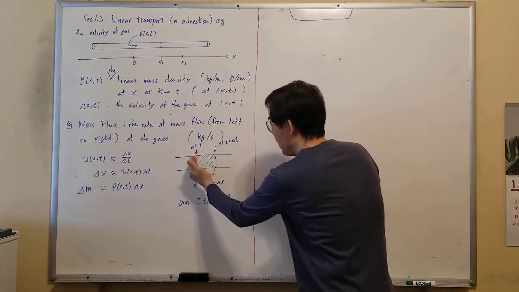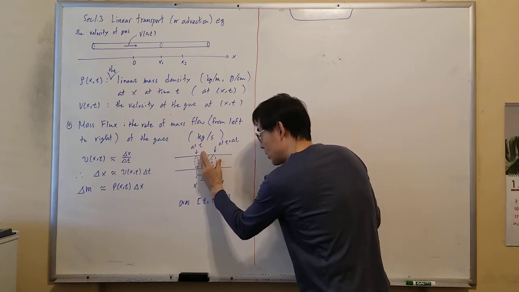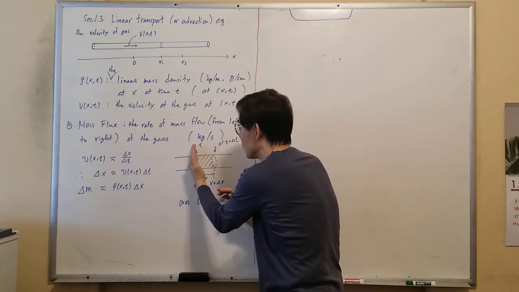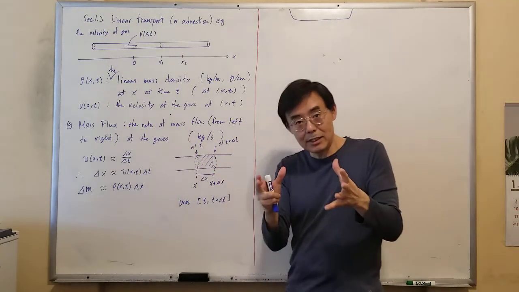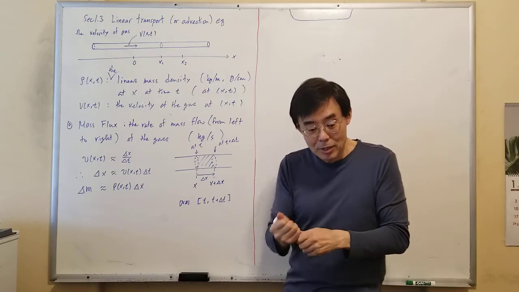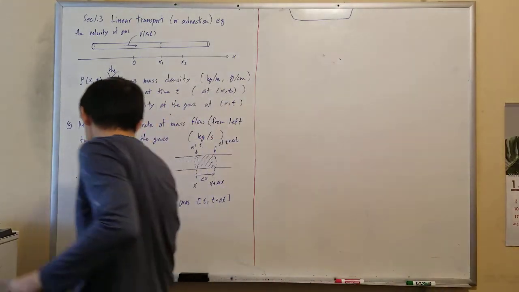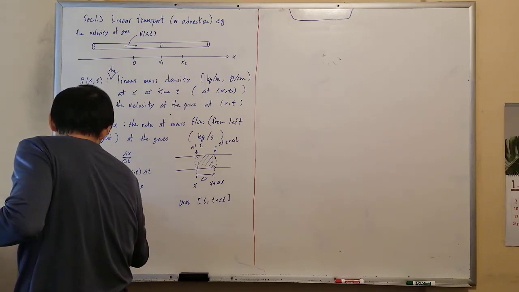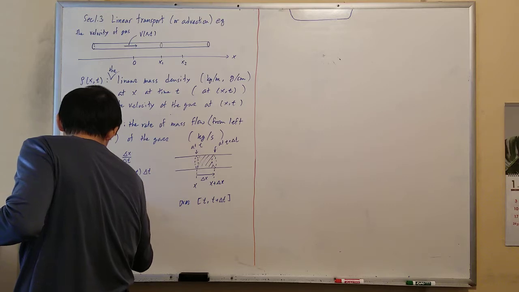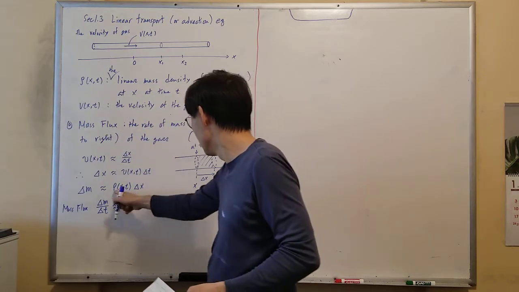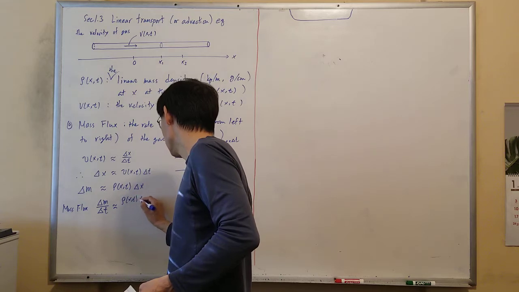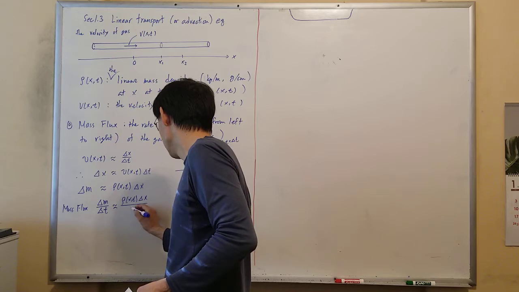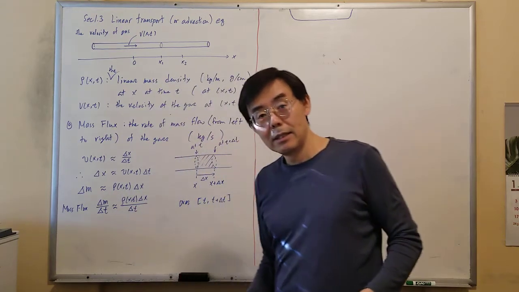So the mass in this short section is the mass passed through this cross-sectional surface during delta t's time. So our mass flux, which is delta m over delta t, will be approximated by rho of x,t delta x over delta t. And what is it?